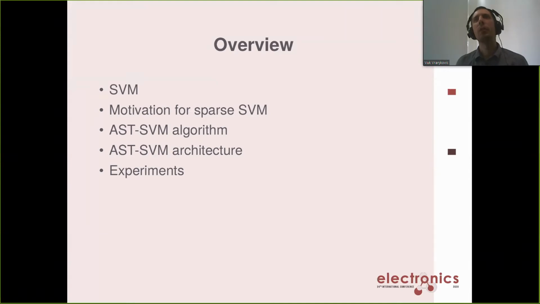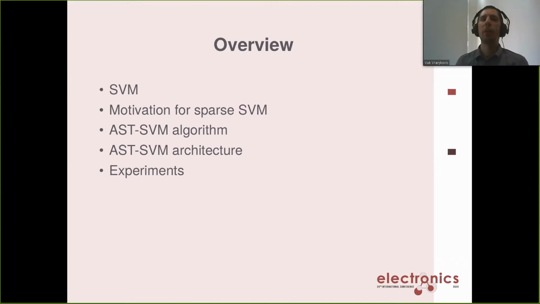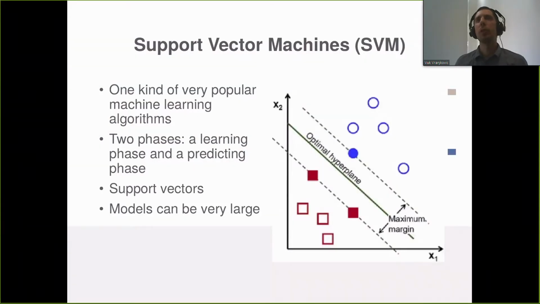This is a brief overview of presentation. I will shortly introduce support vector machine. I will give motivation for sparse support vector machine. I will say which algorithm we use to give a sparse support vector machine from regular support vector machines. Then I will say something about architecture, which can take advantage of sparsity, and at the end I will show experimental results of this work.